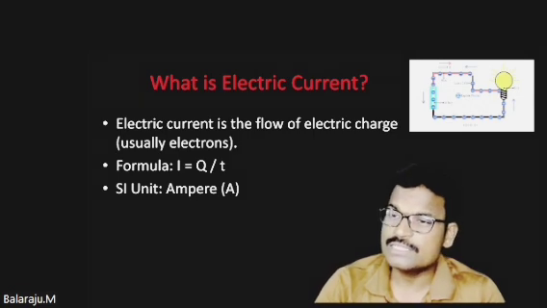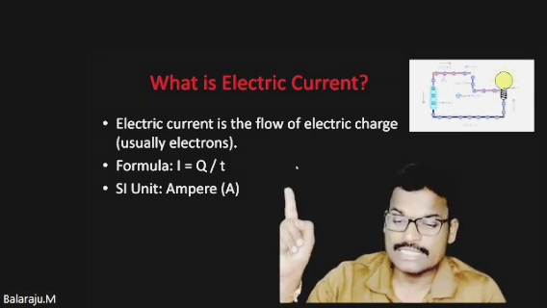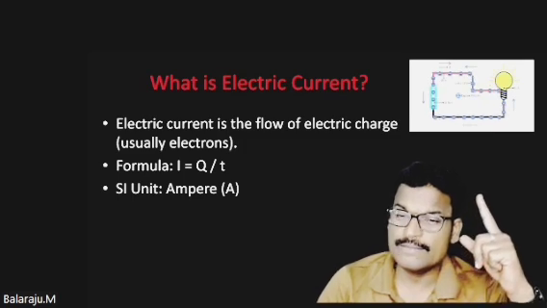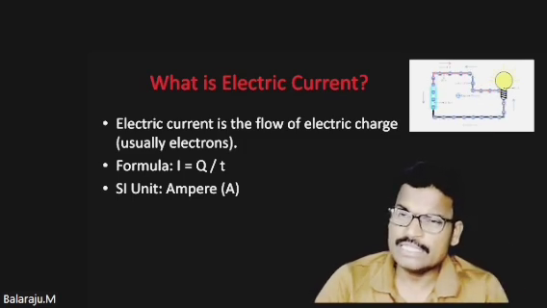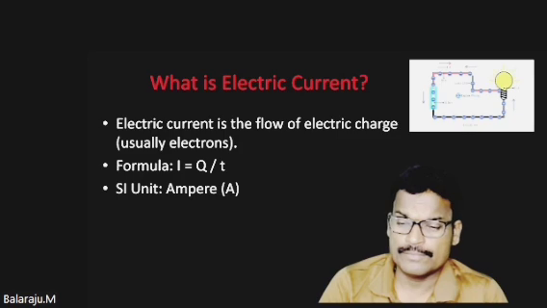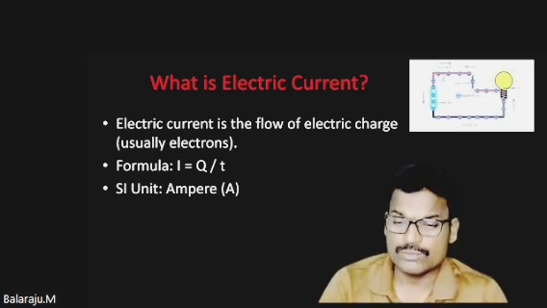The flow of charges or the flow of electrons is called current. See how the electrons are flowing, right? The charge of the electron is negative. The charge of the electron is negative. The flow of electric charges is called current, or the flow of electrons.